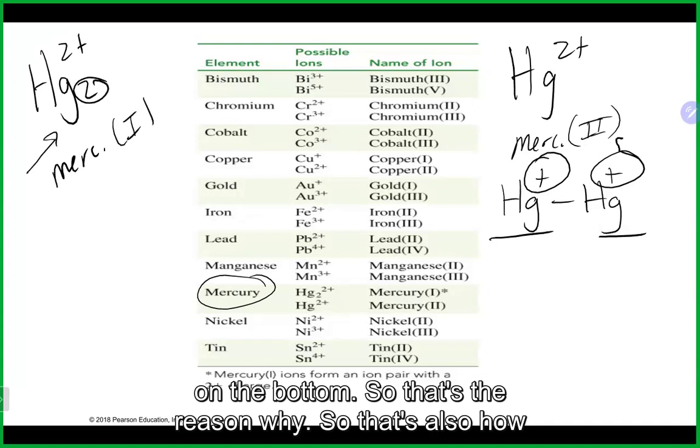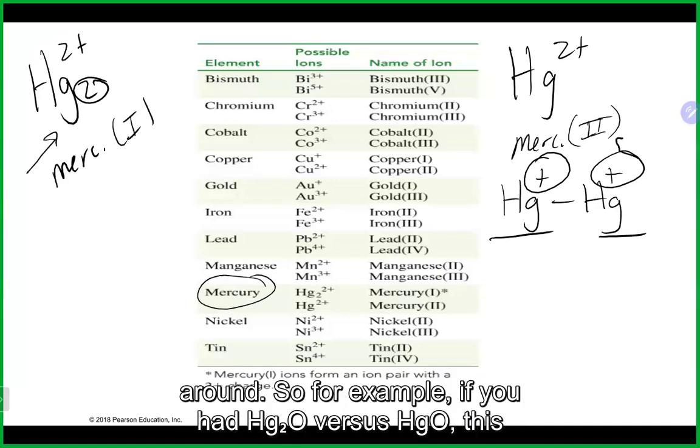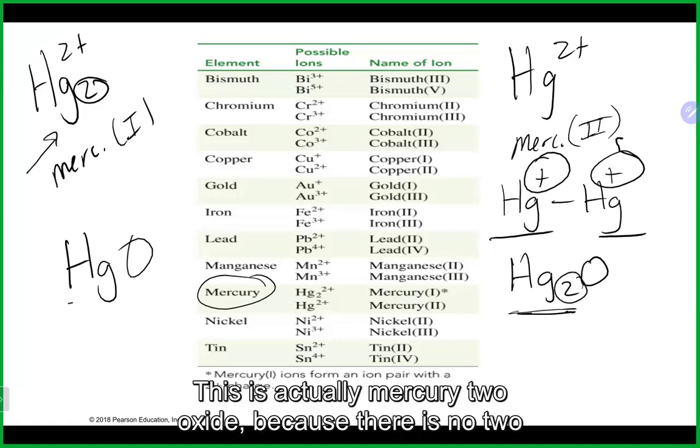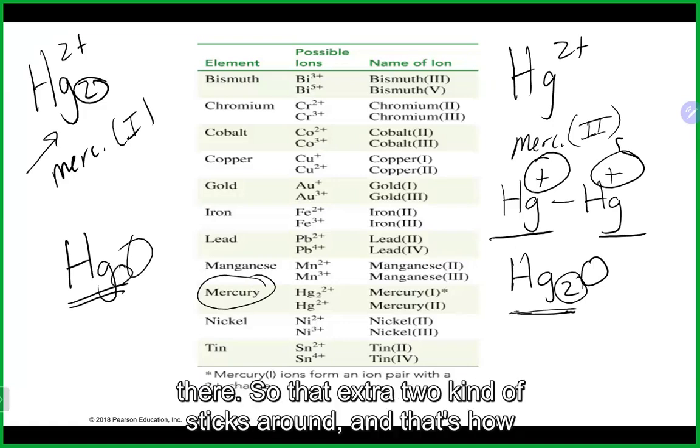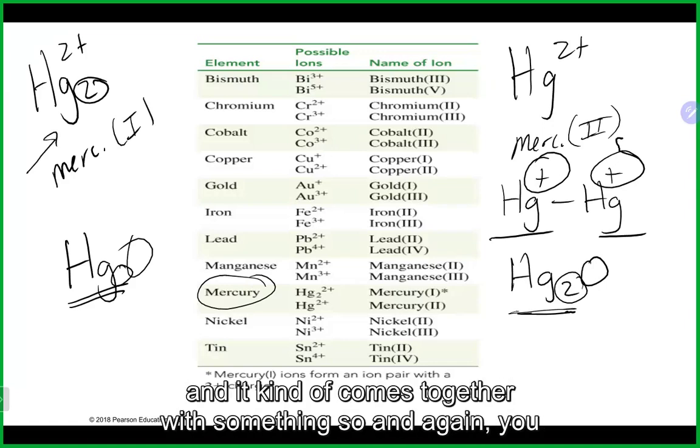So that's the reason why. That's also how you know it's mercury 1, because that 2 tends to stick around. So for example, if you had Hg2O versus HgO, this is actually mercury 1 oxide because there's that extra 2. This is actually mercury 2 oxide because there's no 2 there. So that extra 2 kind of sticks around, and that's how you know it's mercury 1 versus mercury 2, and it kind of comes together with something.